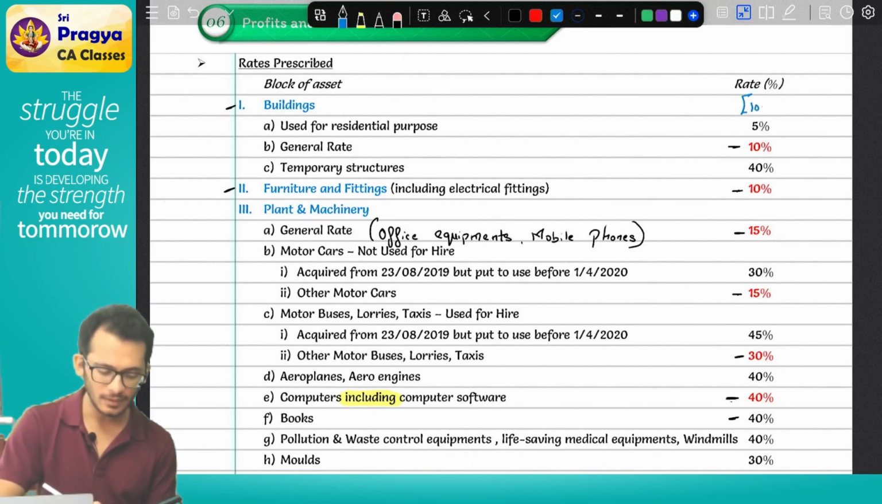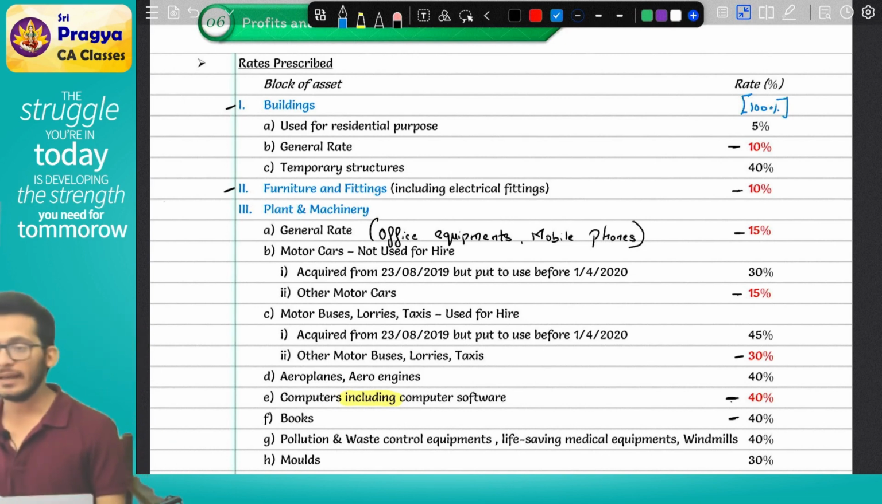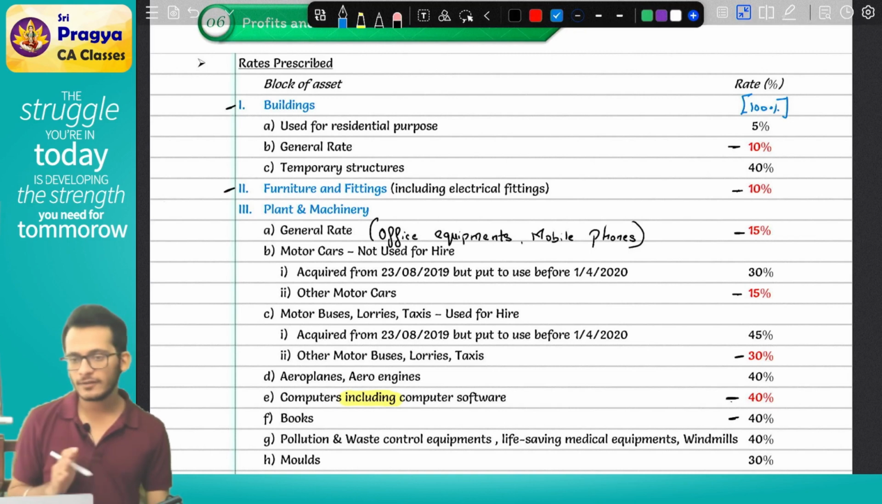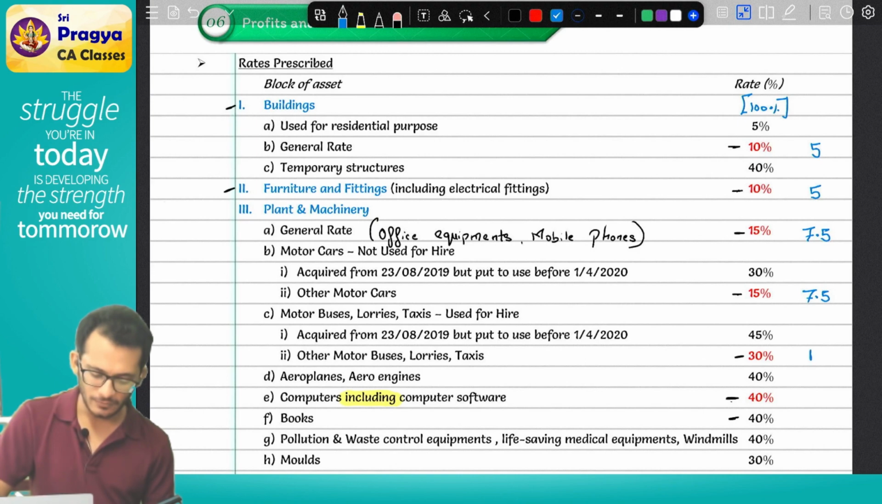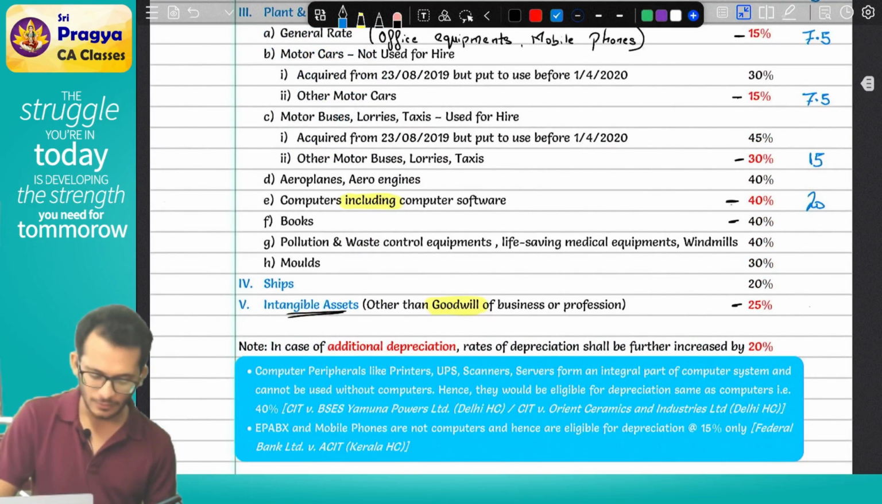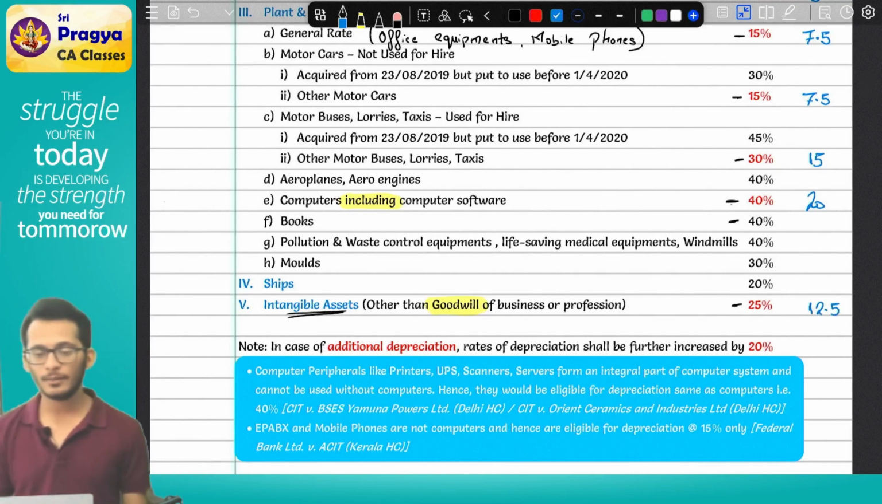Is the rate as per 100%? Assuming you have put to use the asset for less than 180 days, you will take half the depreciation, which means 10 will become 5, 10 will become 5, 15 will become 7.5, 15 will become 7.5, 30 will become 15, 40 will become 20, 25 will become 12.5. Yes or no?